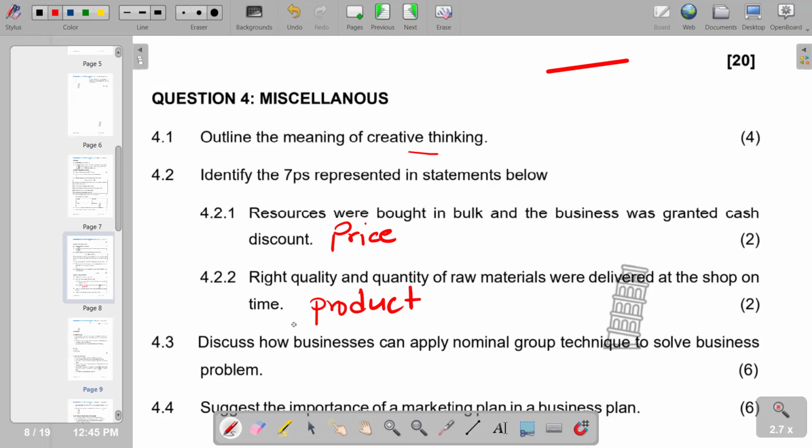Discuss how businesses can apply nominal group technique to solve business problems. So you see that the nominal group technique is a group process involving problem identification, solution generation, and decision making. It can be used in groups of many sizes, where people want to make their decision quickly. So this is nominal group technique. The question requires us to discuss how businesses can apply nominal group technique to solve business problems.